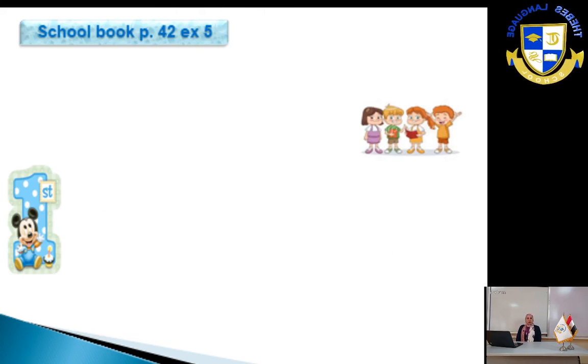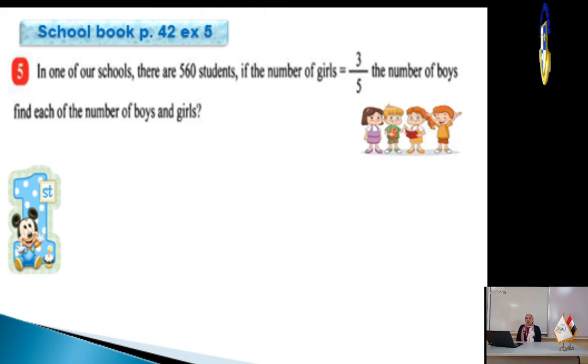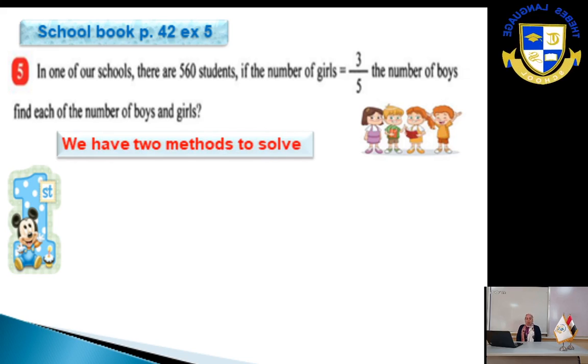Let's go to another example. In one of our schools, there are 560 students. All of the students are 560, okay? If the number of girls is 3/5 the number of the boys, find the number of boys and girls. Here we have two methods to solve this example.